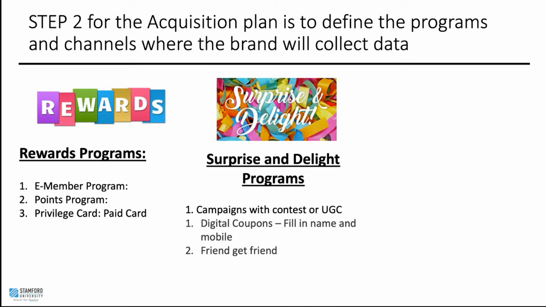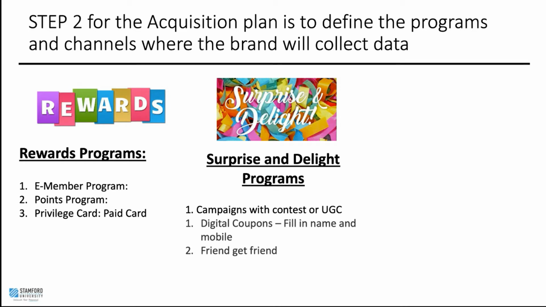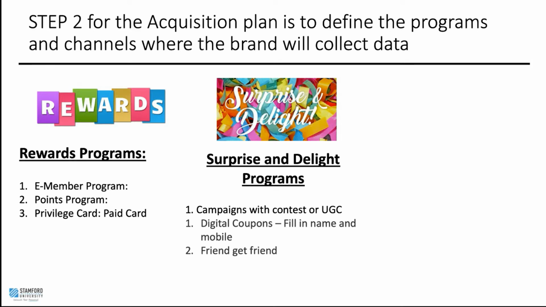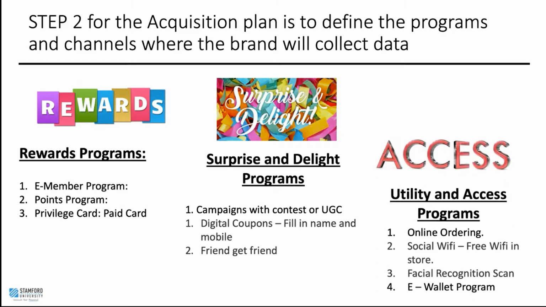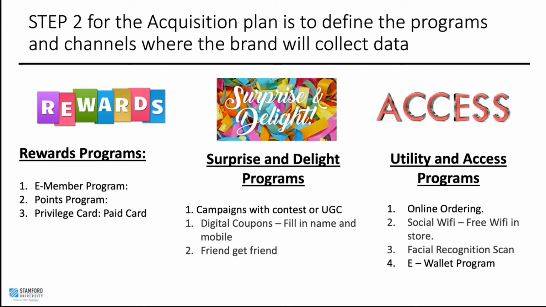Then you have what I call the surprise and delight programs. All right? These are not long-term programs like a loyalty program, but a simple one-time benefit that a brand can give to an advertiser. Hence why I call it surprise and delight. And last, it's a program that I call utility and access, right? Access and utility. A brand needs to continually seek out new ways to make life easier for their customer. And that's what I mean by access and utility.